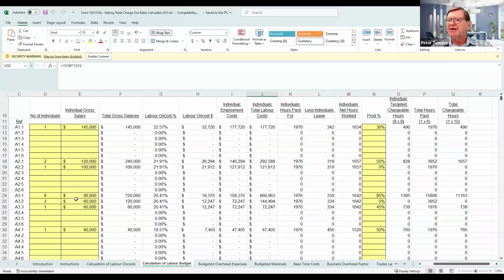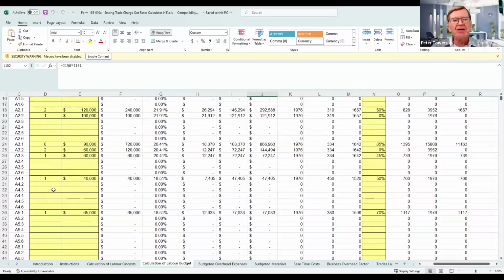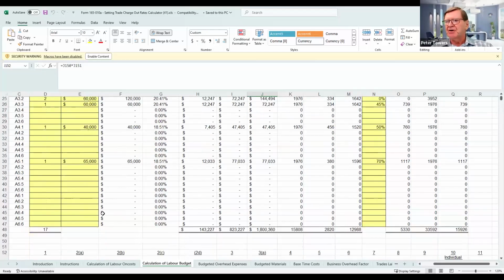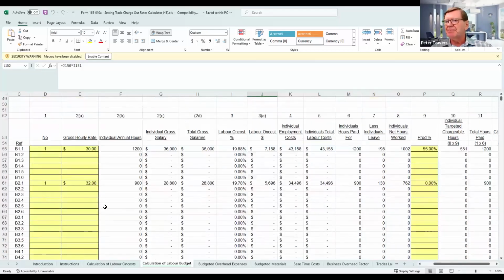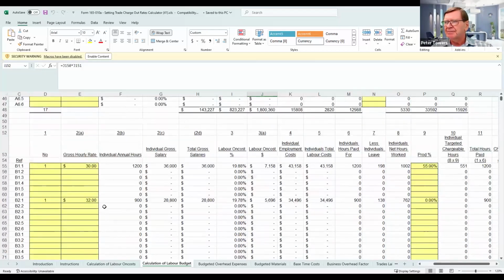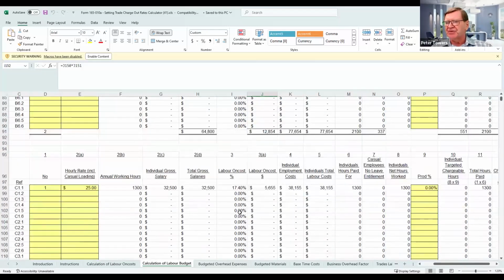And then we have the other ones that have been transferred in. They've all got those reference numbers, which facilitates you to go back to the labour on cost calculator back here. You go back and check who these people are. So first of all, we've done the permanent staff. Then we do the permanent part-time staff. Then we do the casual staff.